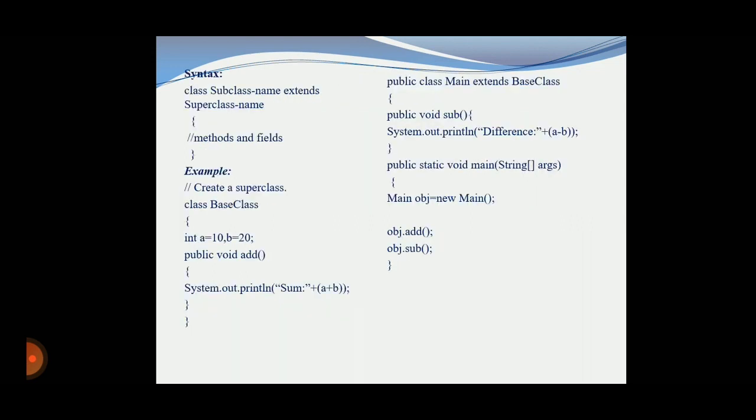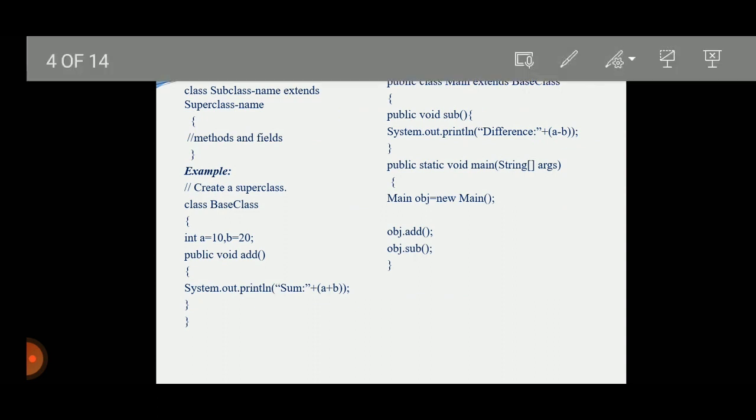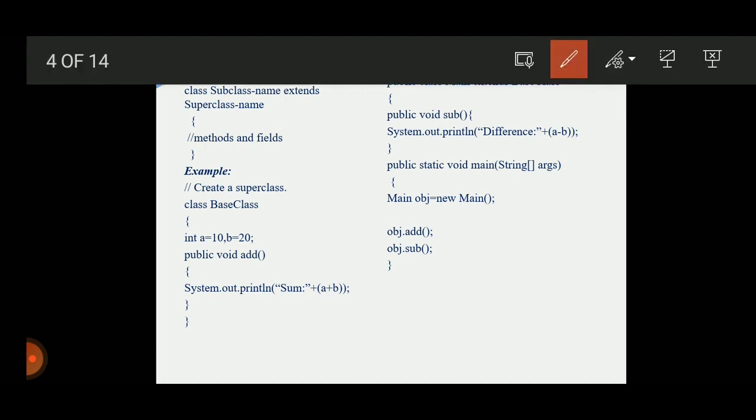Next, we will see the syntax for inheritance. See here, we have class subclass name extends superclass name, where extends is the keyword. The superclass name is the superclass and the subclass name is the subclass. So we are deriving a subclass from the superclass. In the subclass also you will have methods as well as fields. Next, we will see an example.